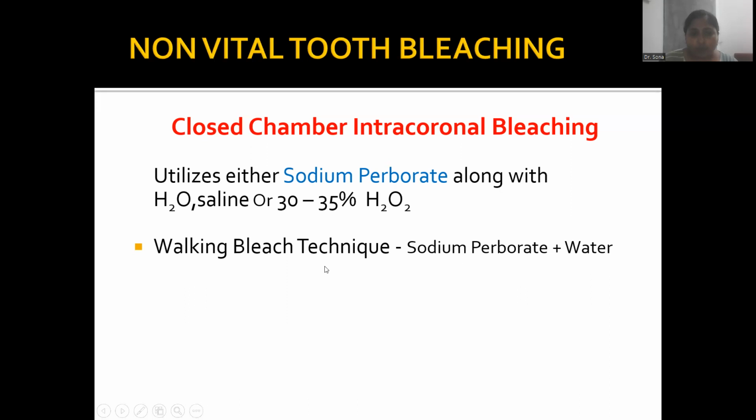In the walking bleach technique, that is the in-office intracoronal bleaching, you will be using sodium perborate and water. But in case of the open chamber technique, you can choose a lesser concentration of carbamide peroxide. As you are sending the patient home with the tray and the bleaching material, you don't want to give a very highly concentrated 30 to 35% H2O2, but a much milder version of the bleaching agent.